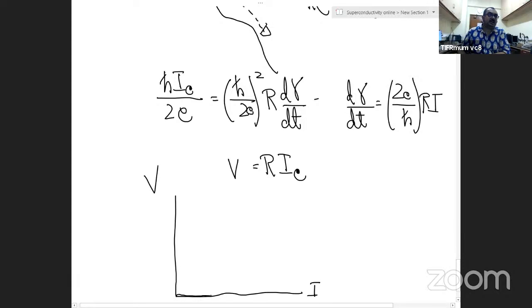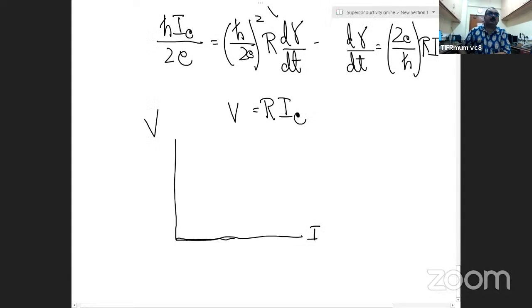Initially, I increase my current, the ball is not rolling. Ball is not rolling means the gauge invariant phase is time independent because my ball is at a fixed gamma, till I reach IC. The moment I reach IC, immediately the ball starts rolling, and I cannot catch the transient easily. I am doing a DC measurement. So it will start rolling and it will go to its terminal velocity. By the time I do the measurement, it will be already at the terminal velocity, which is this voltage here.